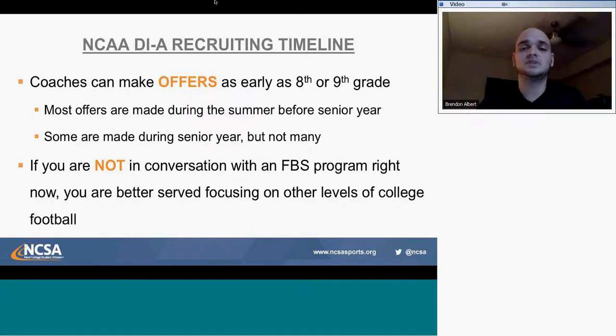If we're not talking with a Division I-A program or an FBS-level program, guys, during senior year, it's probably not going to happen. We're probably not going to be a Division I-A player, and there's nothing wrong with that. But that's a good indication of typically when we see these coaches making their offers.